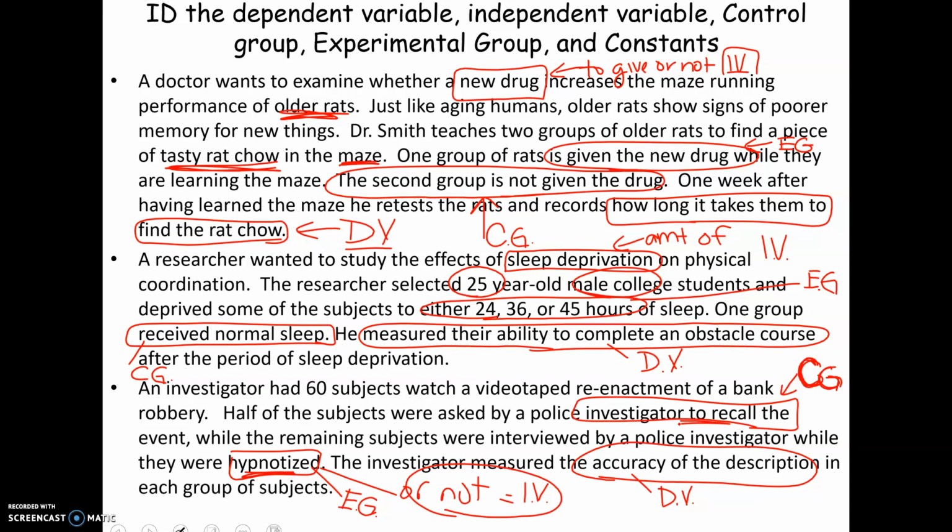I would assume that maybe the 60 subjects are similar in age, maybe similar intelligence. They're definitely going to watch the same videotape, and I would recommend that they're interviewed by the same person, because that might have an effect as well. And I'm sure you could come up with some other things.